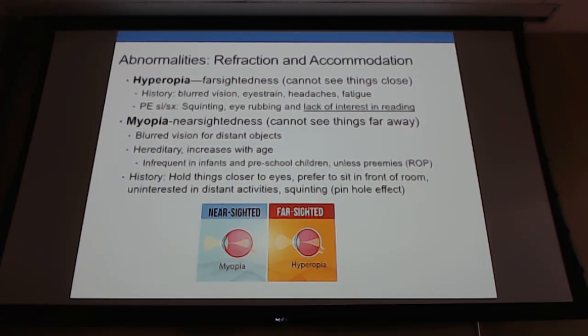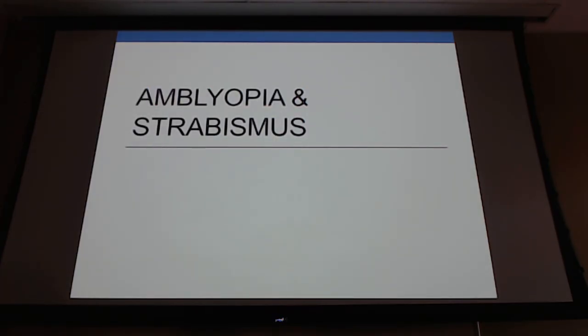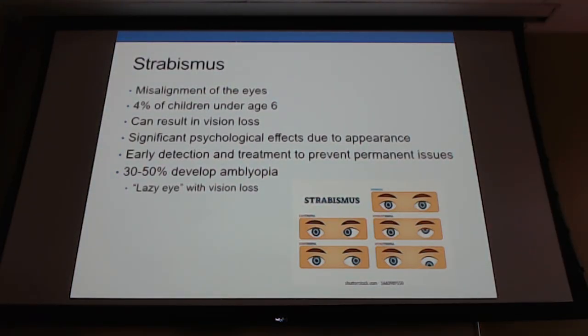So that's how I've seen that question always for boards: child reports they're having difficulty at school. What is your first intervention? What are they most likely to have? Some of my favorites. So amblyopia and strabismus.